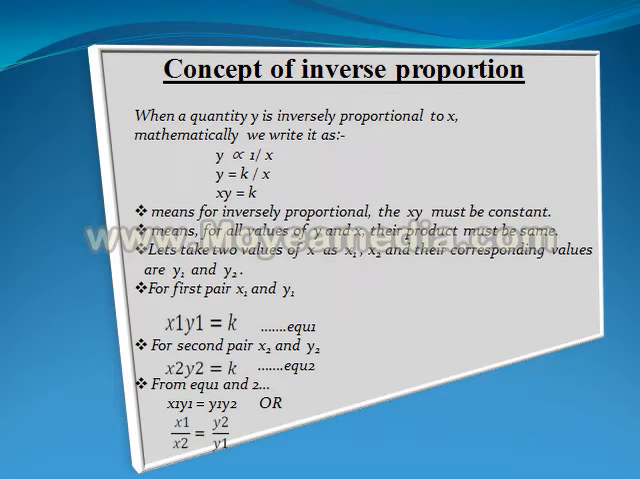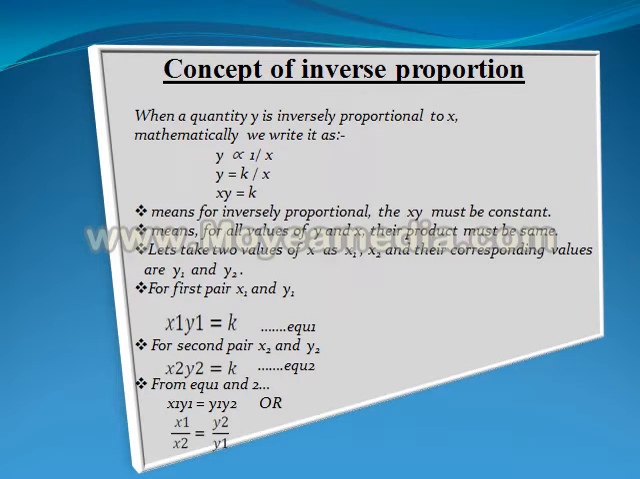So let's take x1, x2, two values of one variable, and the corresponding values of the other variable, y1 and y2. The corresponding value of x1 is y1 and the corresponding value of x2 is y2. So for the first pair x1 and y1, the relationship is x1 into y1 is equal to k. This is equation number 1. For the second pair, x2 y2 is equal to k. Remember, the constant is going to be the same k, whatever the k is, 3, 4, 10, 0.5.